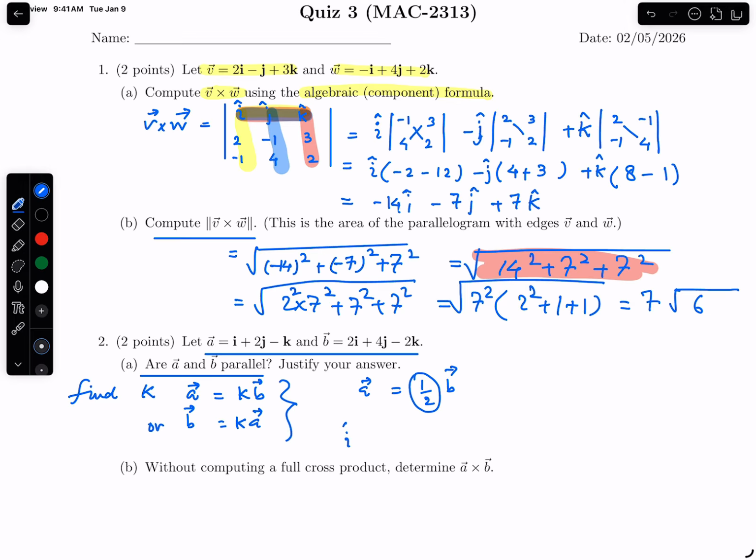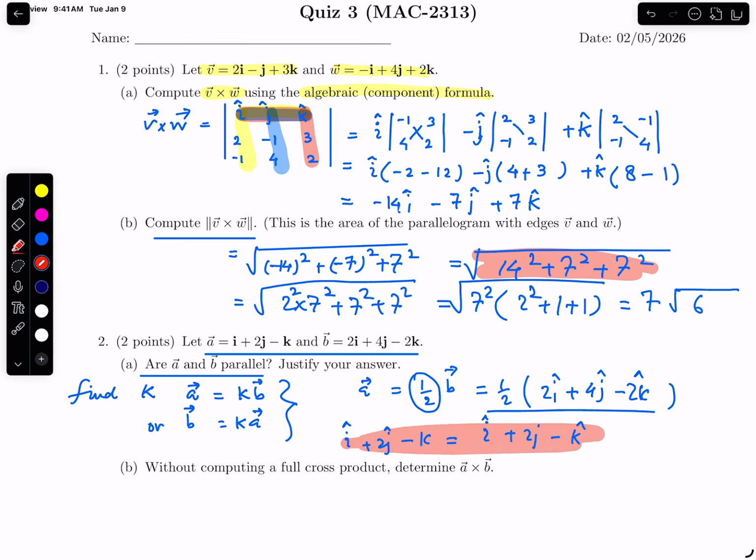You can see a is i plus 2j minus k, and 1/2 of b is 2i plus 4j minus 2k halved, which is i plus 2j minus k. So you can see these two things are equal. It means a is equal to half of b, so a and b are parallel. It implies vector a is parallel to vector b.